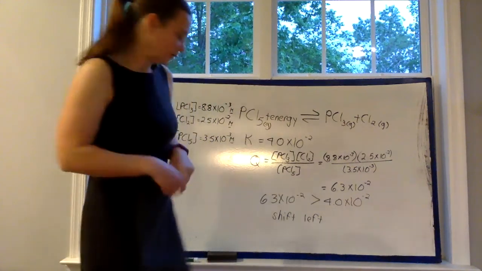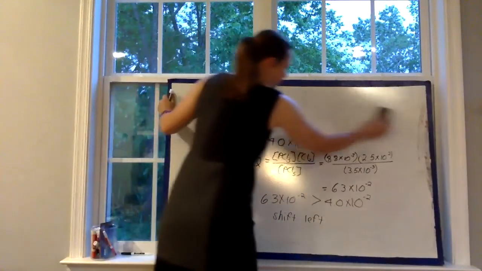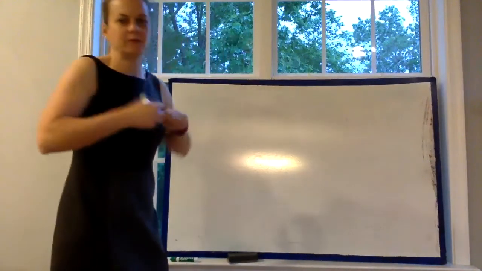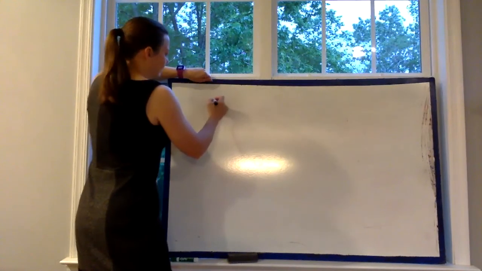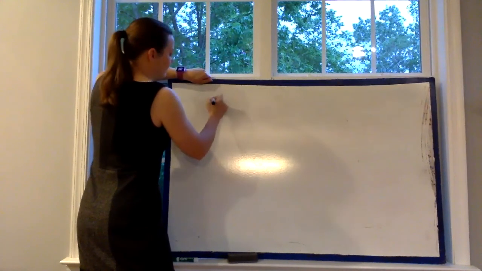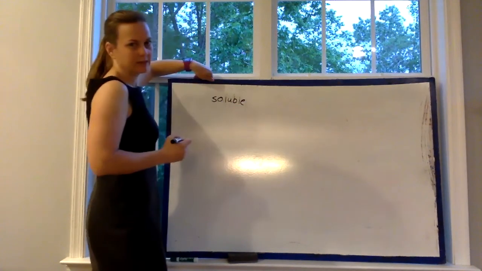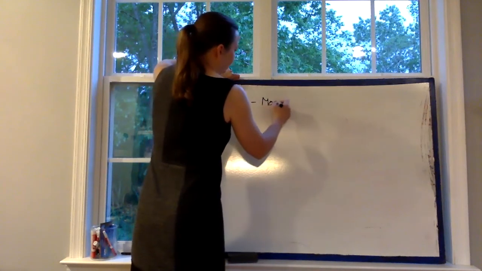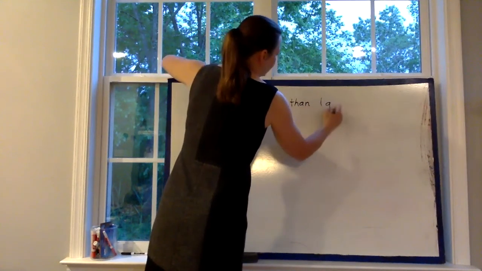Let's talk about something called solubility product constant. Before we talk about solubility product constant, let's have a quick review of what it means for something to be soluble. Way back in November, we talked about solubility and a bunch of solubility rules, and we discussed the fact that when we say that something is soluble, we mean that more than 1 gram of it will dissolve in 100 grams of water.